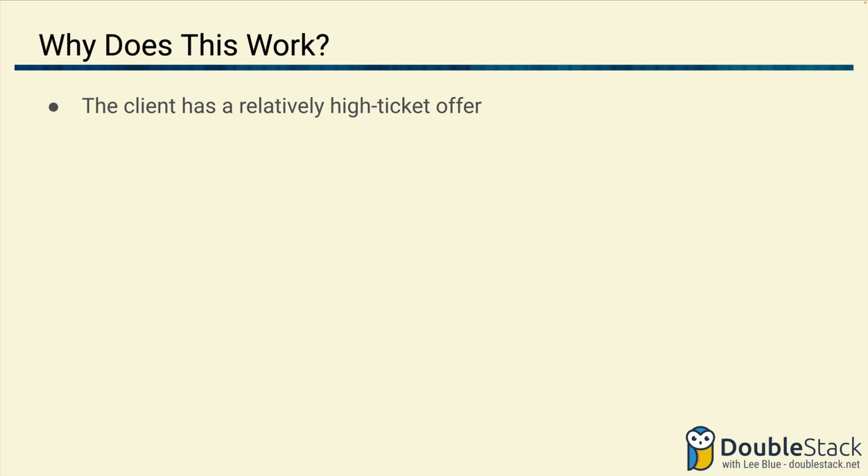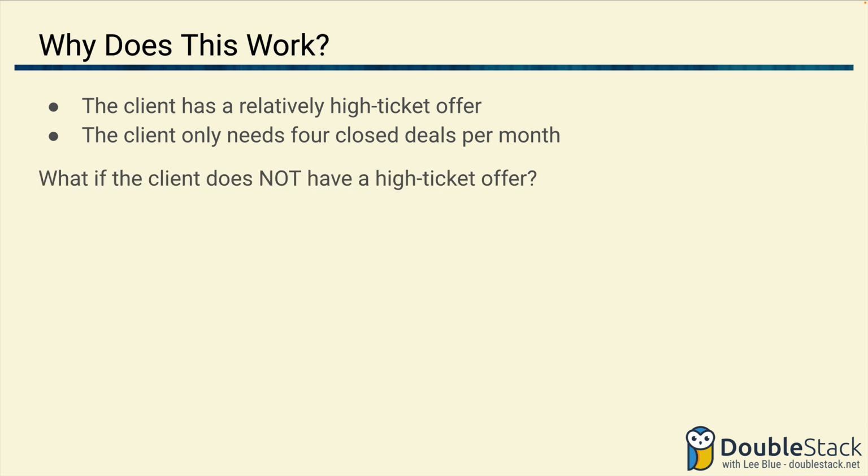So in this example, the client has a relatively high ticket offer. We were looking at how the client only needs 4 closed deals per month and she's adding $10,000 of actual profit in her bank account. And so that means I don't have to drive as much traffic in order to get the number of sales that we need. But what if the client doesn't have a high ticket offer? Well, you're going to need to drive more traffic.